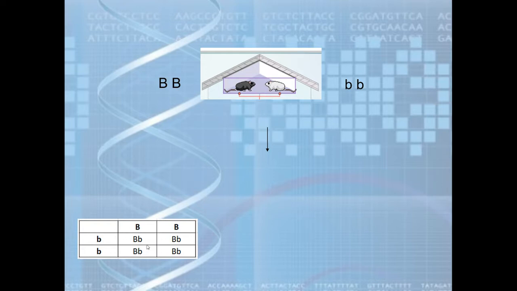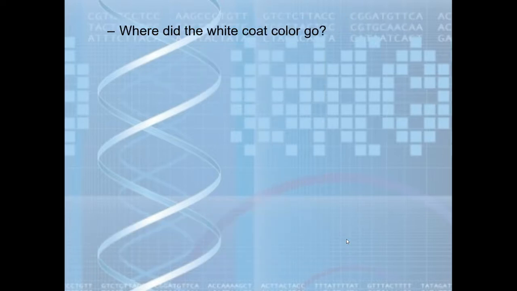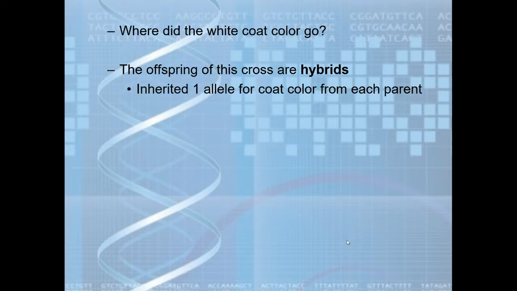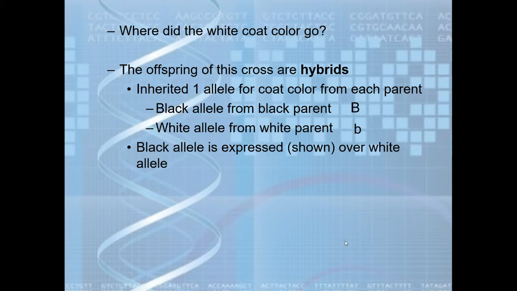So when they combine, you will see here all of the four offsprings will have the dominant gene. In this case, all of the babies will be black. I hope I'm making sense. Okay, next one. Where did the white coat color go? The offspring of this cross are hybrids. They inherited one allele for coat color from each parent, a black allele from the black parent, and a white allele from the white parent. So the black allele is expressed obviously because it's more dominant over the white allele.